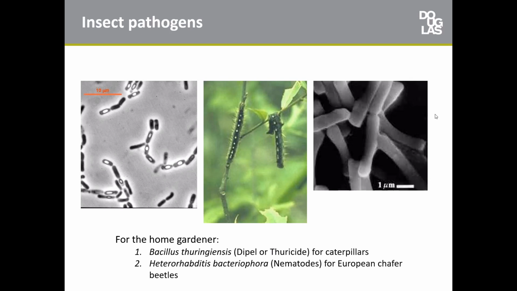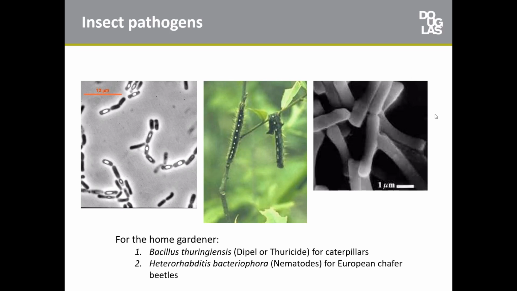Possibly the most famous disease organism in insect management is Bacillus thuringiensis, sometimes called BT, and it's available commercially as a couple of products, Dipel and Thuricide. And this is a product that can be used to manage caterpillar pests. In other words, the larvae of butterflies and moths that might attack our crop plants.